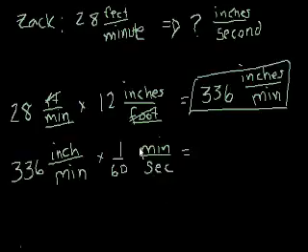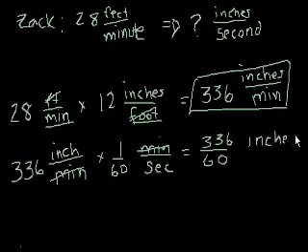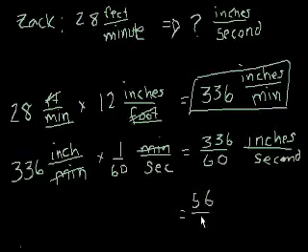So here, once again, the minutes and the minutes cancel out, and we get 336 over 60 inches per second. And now if I were to actually divide this out, we could just divide the numerator and the denominator by 6. 6 goes into 336, what, 56 times? 56 over 10. And look, we could divide that again by 2. So then that gets us 28 over 5.